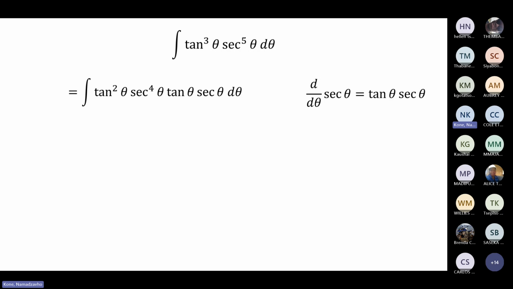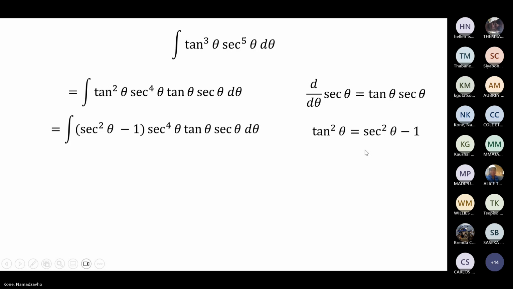Now your fight is to try and make everything on this side have sec theta only. That is possible because there's an identity that can replace this, and then you will have this as the derivative, and everything is on track. So the identity is this one, and then you do that. From here, you can put tan theta sec theta separate as a derivative and be able to do this integration.